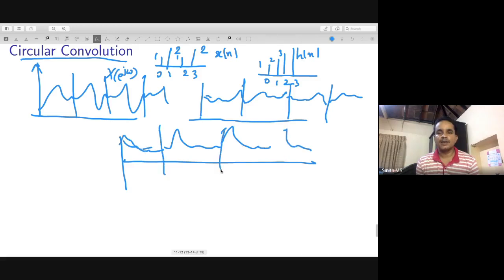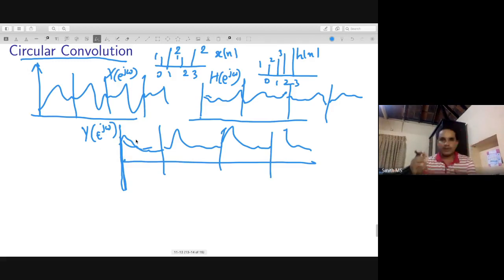So this is also periodic. When you multiply these two, you get another signal which is also periodic. So this is Y(e^jω), because X(e^jω) and H(e^jω), when you multiply, you get Y(e^jω), which will also be periodic. So if you take the inverse of this, you'll get some signal y of n.